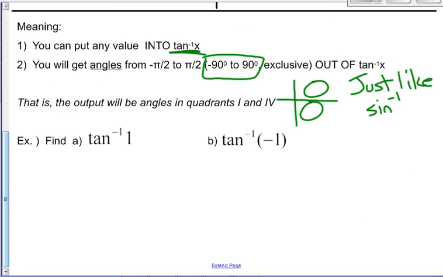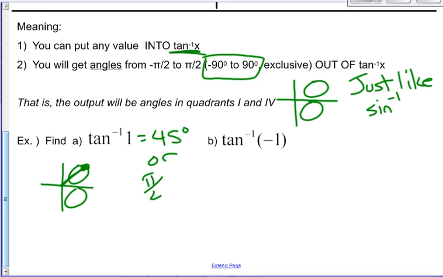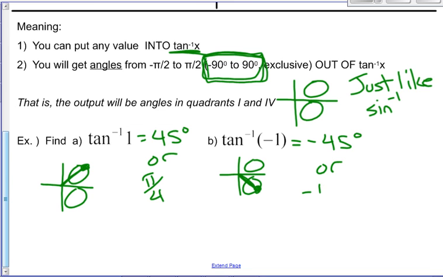Okay, so let's try a couple little examples here. The inverse tangent of 1 has to be in one of these two quadrants. Tangent's positive, must be over here. This is the angle 45 degrees, or pi over 4. Okay, that fits into this range of values. The other one, inverse tan of negative 1. Tangent's negative, it's got to be in this quadrant. And this angle has to be something between negative 90 and positive 90. So we call it negative 45 degrees, or negative pi over 4.